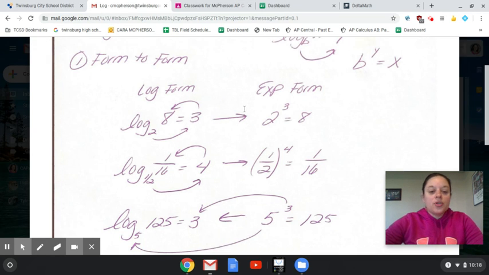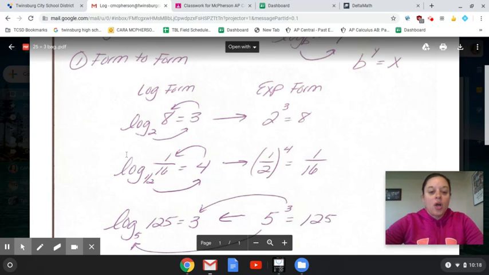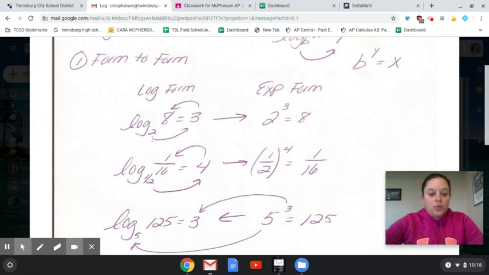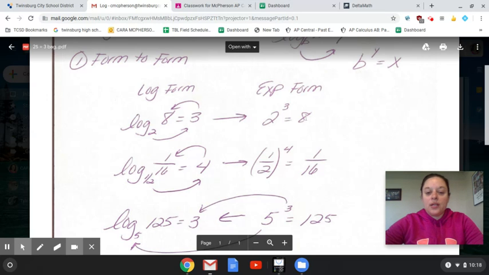So here's your logarithm form. Log base 2 of 8 equals 3. To write that as an exponent, we always start with our base number. That's where we originate this pattern. 2 to the third power equals 8. So here's your exponent form that matches it. 2 is your base of your logarithm. It's your base of your exponent. 3 is your exponent, and then it equals 8.